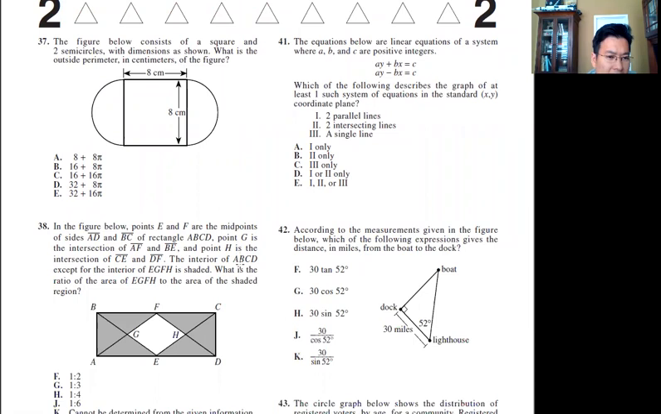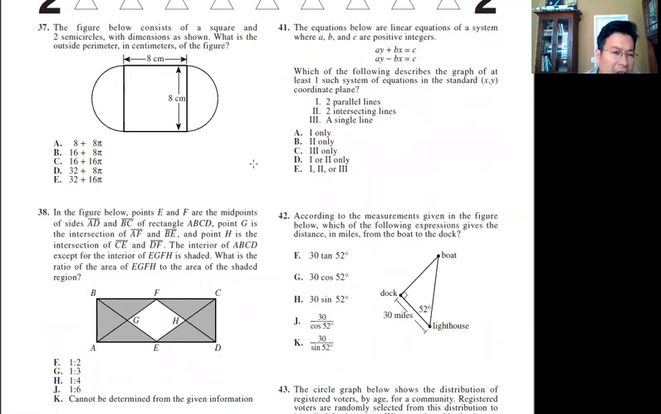37. The figure below consists of shapes. What is the outside perimeter of this figure? So the radius is 4. So the circumference of this one is 8 pi. Plus 8 and 8, 16. So 16 plus 8 pi.